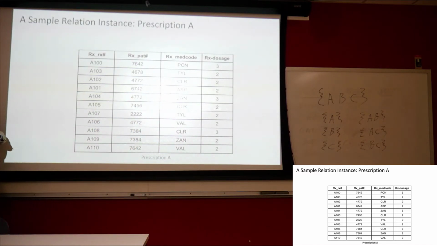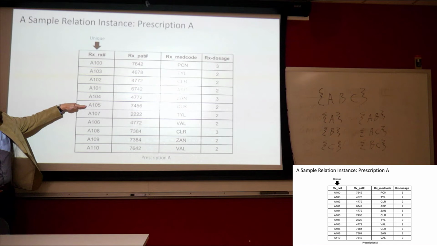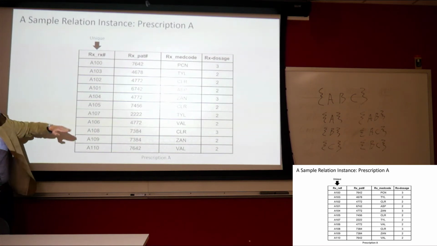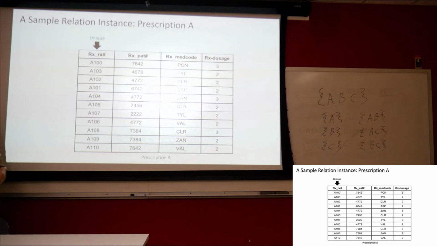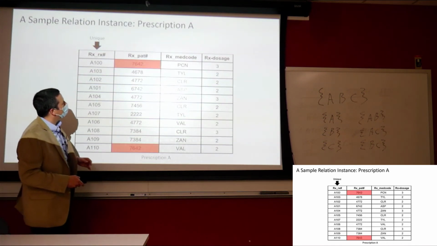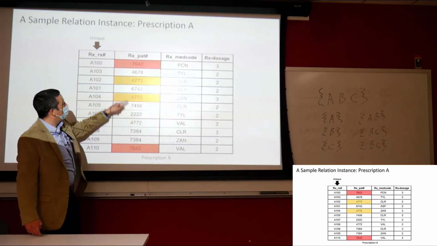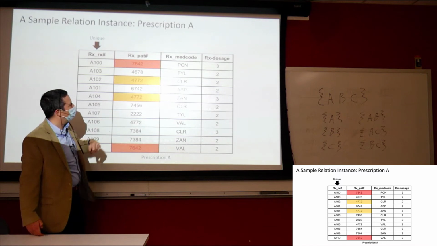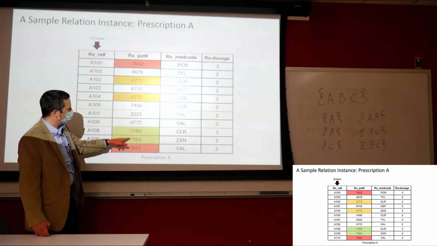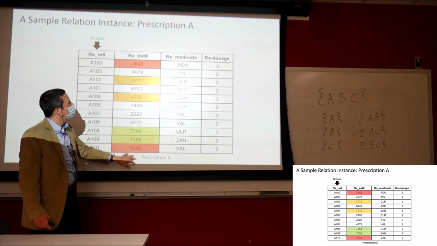If you look through this data, I think you will come to the conclusion, and I'm just going to tell you that this is the case, that prescription number is a unique identifier. If I say point to the row that goes with prescription number A105, this is the row. That is a unique identifier. A108 is this row. There's not another A108 anywhere. Patient number, this is not the case, because we have patient number 7642 twice. We have patient number 4772 showing up multiple times. Patient number 7384 showing up multiple times. So this is not a unique identifier.